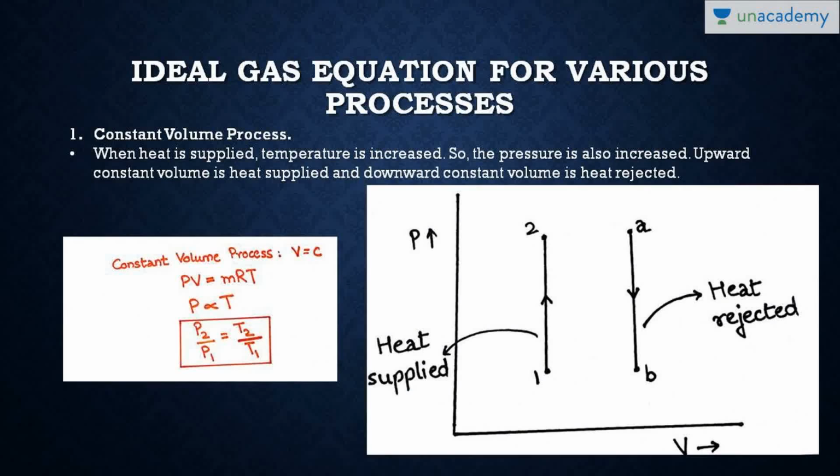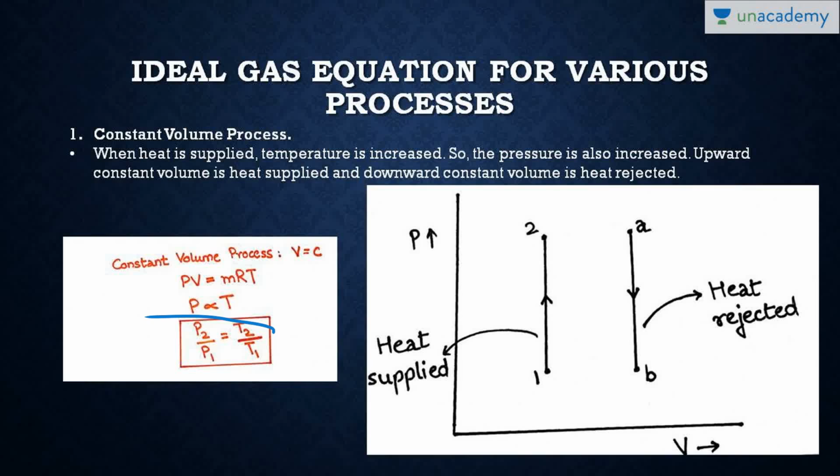So to start with, the ideal gas equation for various processes. The very first process is the constant volume process. We have to find the ideal gas equation for this particular process. We already know that the ideal gas equation is PV = MRT. As M is generally constant, R is constant, and the process we are taking is the constant volume process, so V is also constant. That means pressure is directly proportional to temperature.